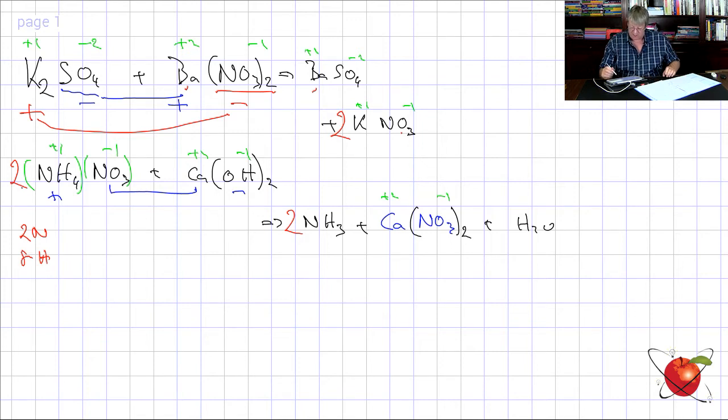Now, the last thing we're going to do is look at this OH2. So on this side over here, we have got 2 O's and 2 H's. Can you see that that's balanced? The next is 10 H's and 2 O's, all right? So therefore, we put a 5 over there. Okay?